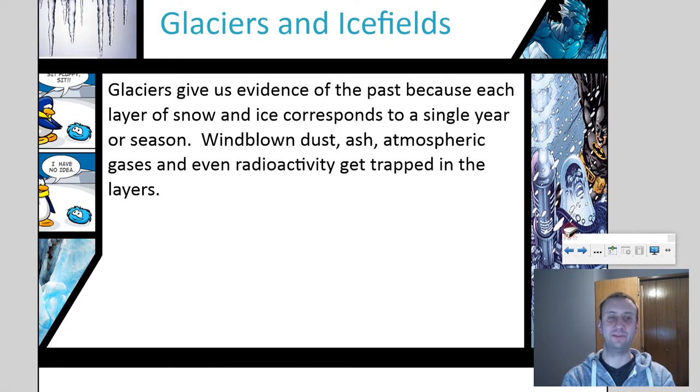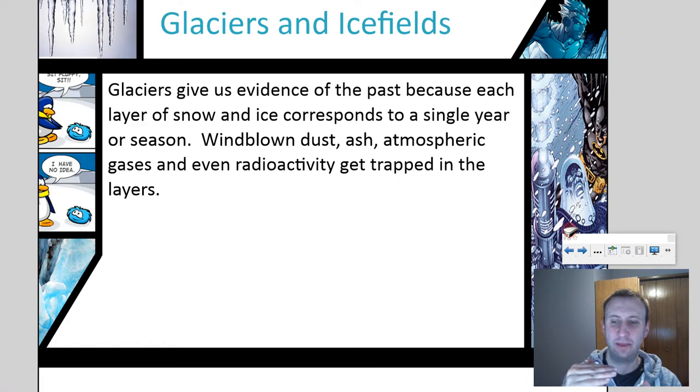So what happens is each year ice builds up, and it builds up faster when it's snowing in a season, like we'll call it the winter season. It builds up faster in the winter season and slower in the warmer season. So you can actually see differences. It's like a tree, when you can see years on a tree with the rings.